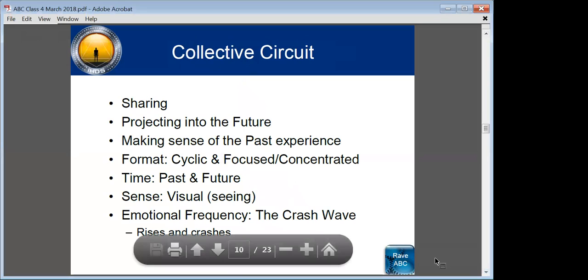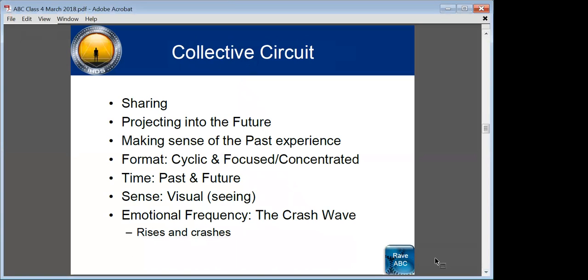So if we look at certain keynotes associated with this, these are going to be some of the elements of the formula. At the broadest sense, because we haven't started looking at it specifically in sub-circuits yet, this will take into consideration all sharing, all projecting into the future, all making sense out of the past experience of things.